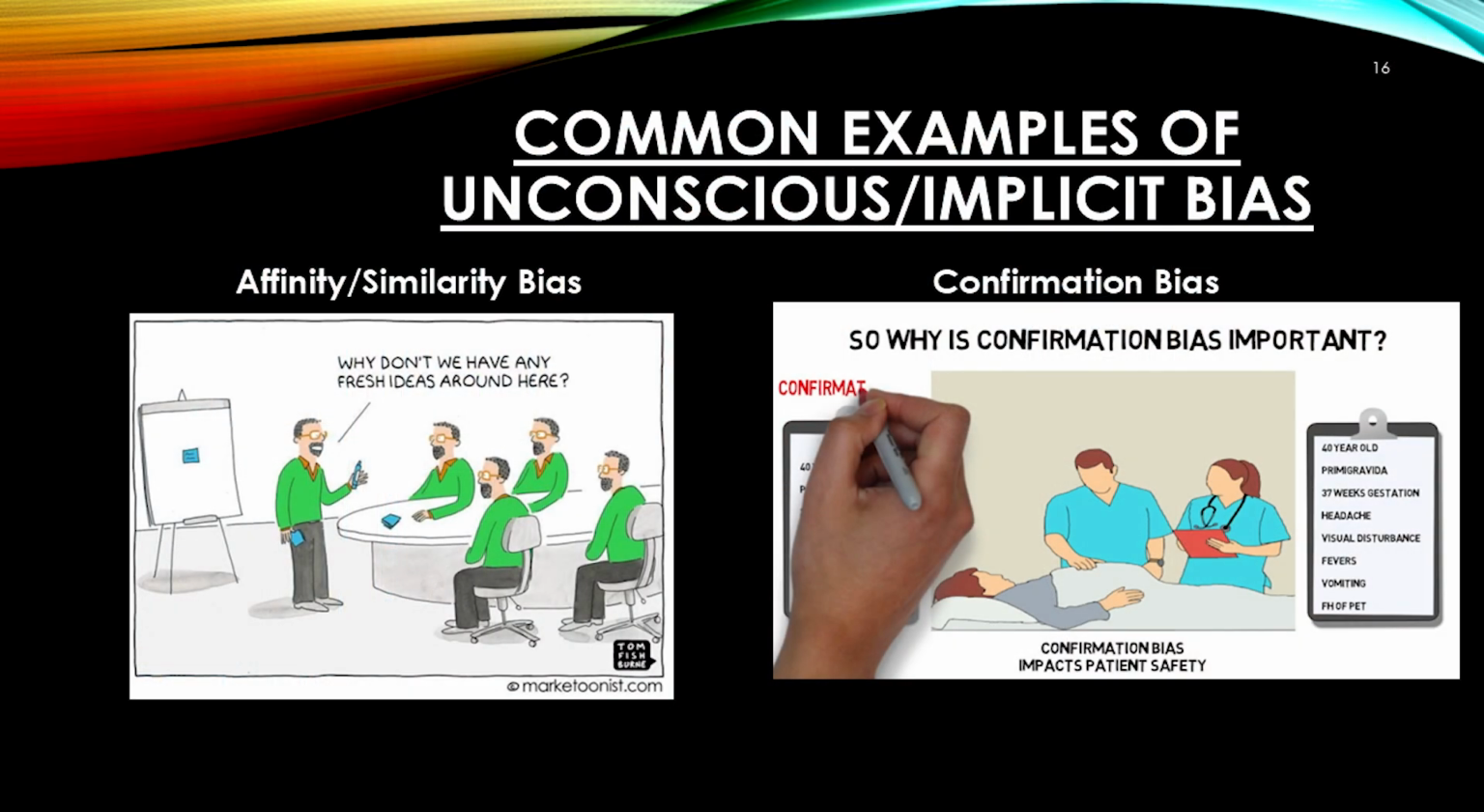This slide shows you a couple of common examples of unconscious or implicit biases, many of which you're probably familiar with, but these two are pretty common. We think it might be helpful to focus on them. So the affinity or similarity bias is the tendency to connect with others who share similar interests, experiences, and backgrounds.